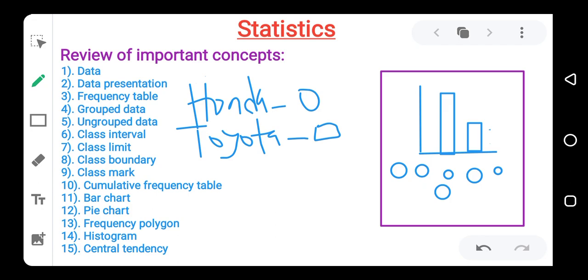You can also show data using bars in what we call bar charts. You draw a graph and use bars to show the height or the level of each of the data you have collected.